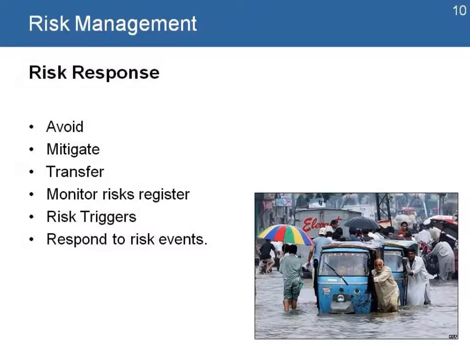The risk response step is where we define and apply some of those strategies to manage risk. We either avoid them, we mitigate them, or we transfer the risk. We also monitor the risk register to see if there are any changes. We monitor risk triggers, or the indicators that help us understand when a risk is closer to happening, and then we respond to risk events.